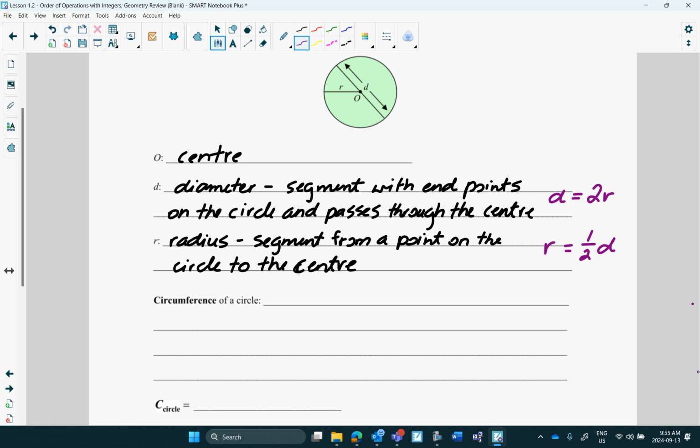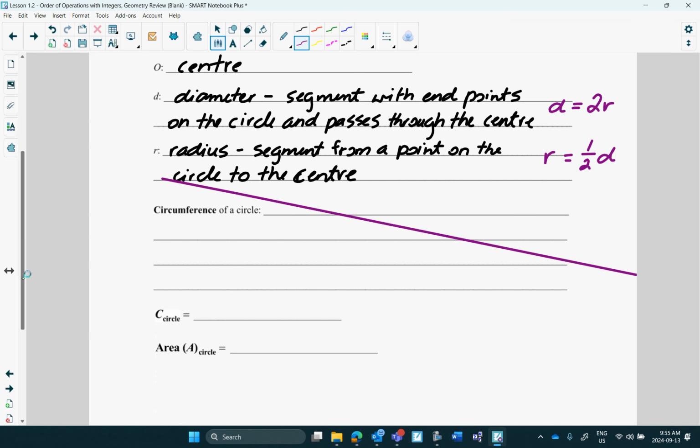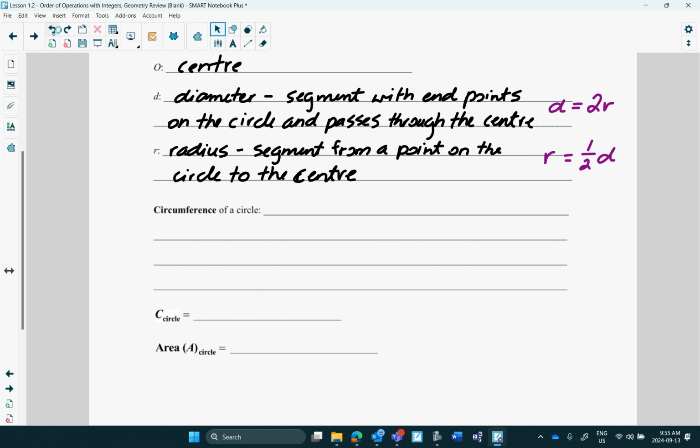Two things you did with circles is you found circumference and you found area, I believe. Did you guys do that last year? Okay. So the circumference of a circle, that refers to, it's like the perimeter of the circle. We just don't use perimeter. So it's the distance around the circle.